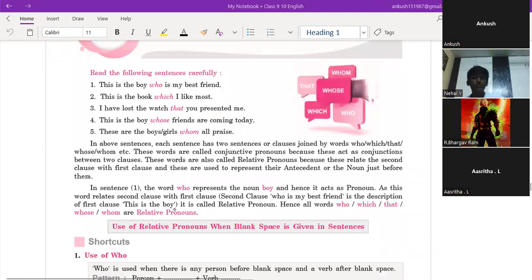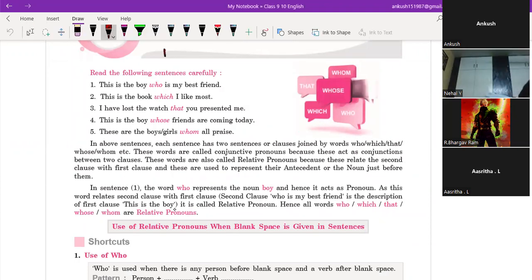Now let us understand. This relative pronoun means what? First of all, try to understand what is pronoun. What is pronoun in your own words? Can you tell me? In place of noun, we can add pronouns. It is a word which replaces the noun. Yes, sir. Pronoun is a word which restricts the repetition of noun in a sentence or a paragraph.